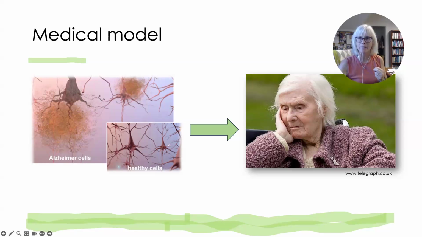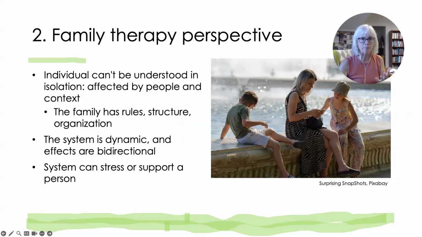Second approach is that of the family therapy perspective. From the family therapy perspective, we're saying that the individual cannot be understood in isolation. They're affected by the people, by the context. And in order to understand this, we have to understand the rules, structure, and organization of the family. And all families are somewhat different there. From this perspective, the system is dynamic, that is changing, and influenced by other kinds of factors. The effects are bidirectional. What happens with mom affects the child, which affects mom.